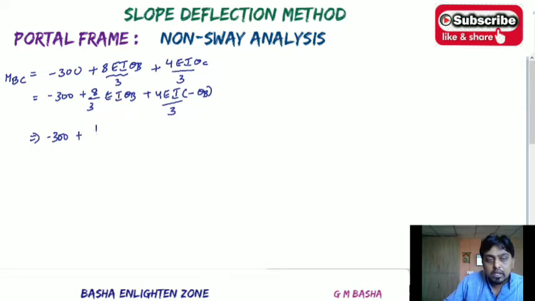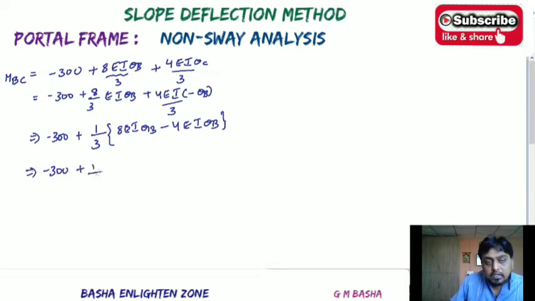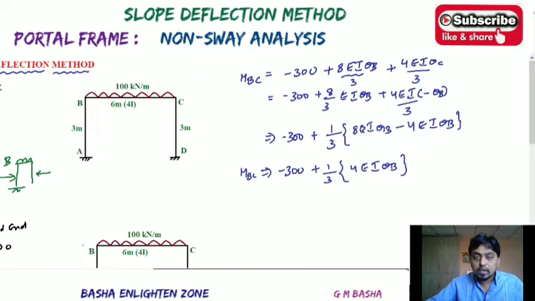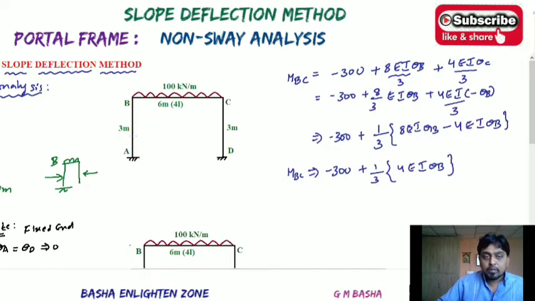Minus 300 plus 1 by 3 into 8EI theta B minus 4EI theta B. Again simplify this one, you will get minus 300 plus 1 by 3 into 4EI theta B. So this is the equation for MBC. After obtaining these three equations, always remember, for the portal frame under non-sway condition, if you obtain MAB, MBA and MBC, based on these three equations only you can simplify the entire problem.